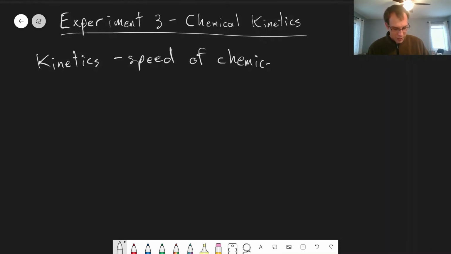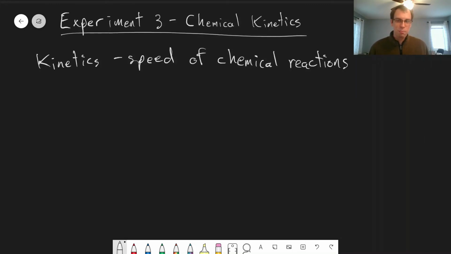And chemical kinetics is a very important thing because the speed of a reaction really matters a lot. So thermodynamics, which you've learned about, tells us about whether a reaction can happen and tells us about equilibrium and things like that. Kinetics tells us how quickly it'll happen.